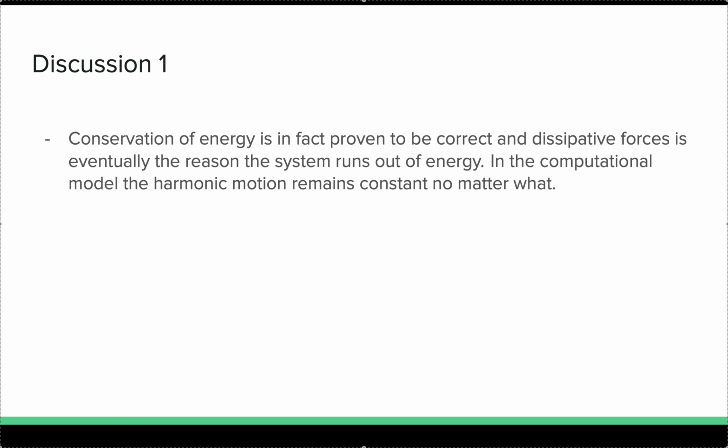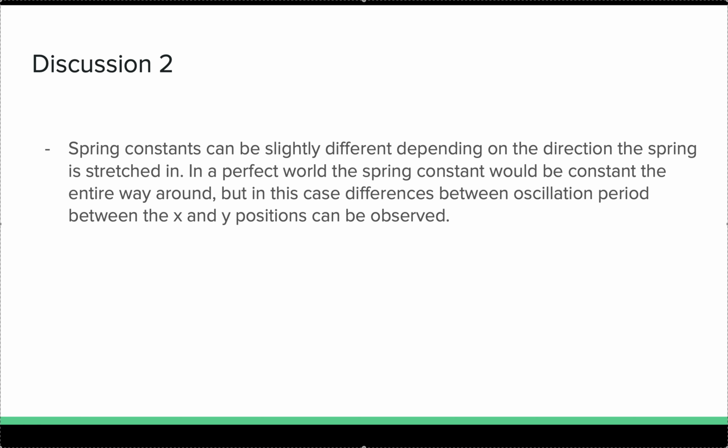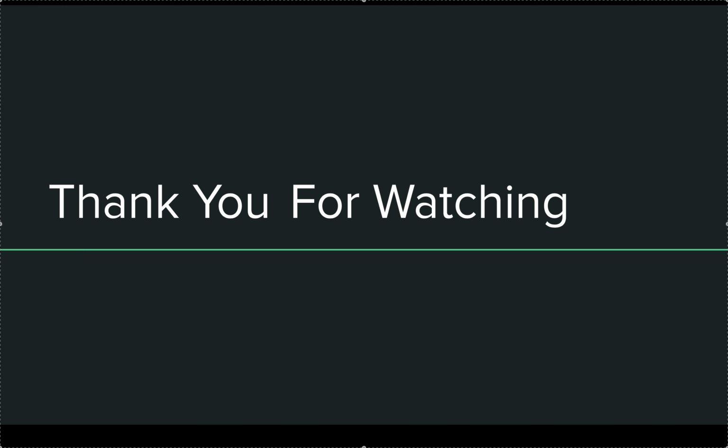As for discussion 1, conservation of energy is in fact proven to be correct as seen by the computational model. Unanticipated forces are the reason that we saw some level of differences between the physical demonstration and computational model. As for discussion 2, the spring constants can be slightly different depending on the direction of motion. If you were to pull a spring in the x direction and pull a spring in the y direction, due to imperfections, the spring constant could be different, and this results in a different oscillation period. Thank you for watching. That was my physics lab report 4.